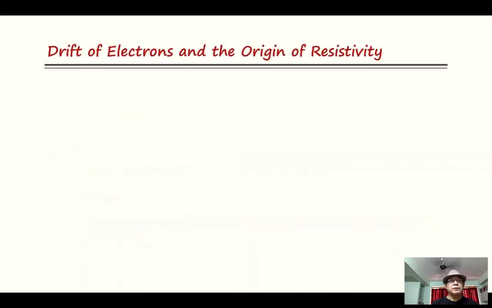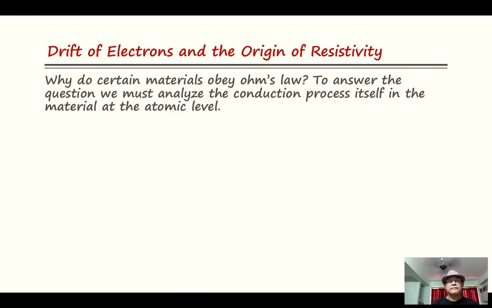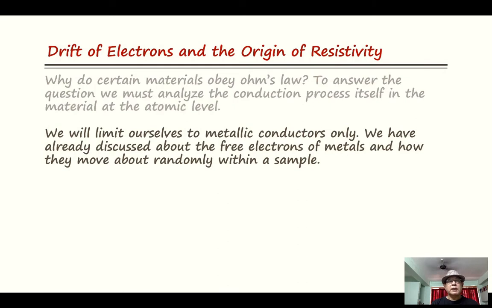Now come to the drift of electrons and the origin of resistivity. Why do certain materials obey Ohm's law? To answer the question, we must analyze the conduction process itself in the material at the atomic level. We will limit ourselves to metallic conductors only. We have already discussed the free electrons of metals and how they move about randomly within a sample.